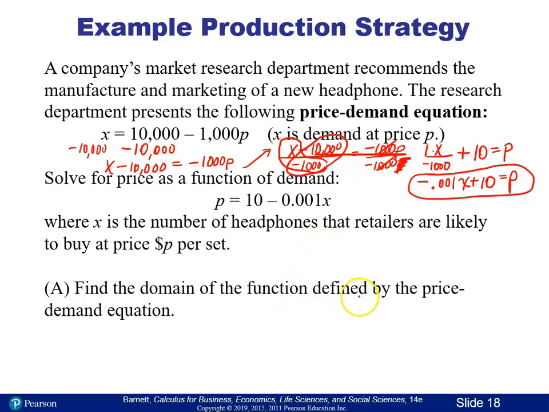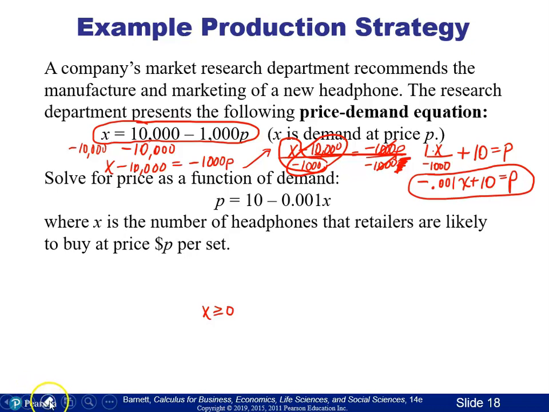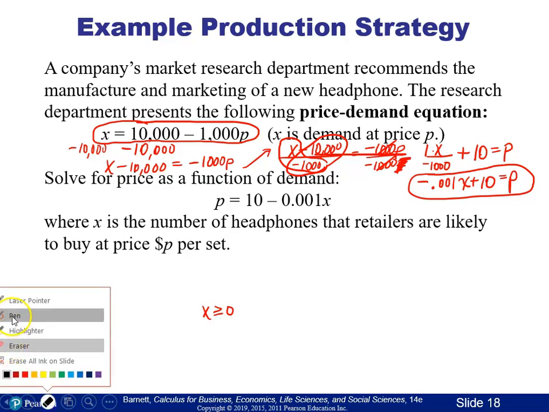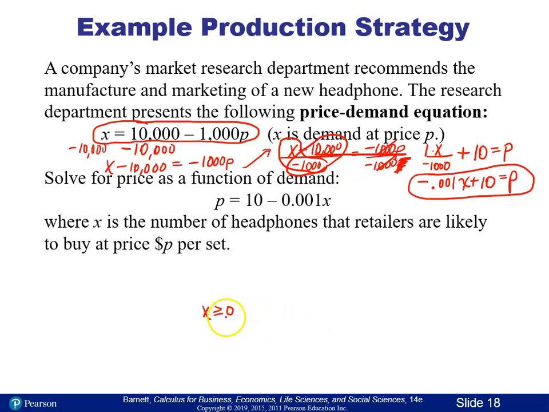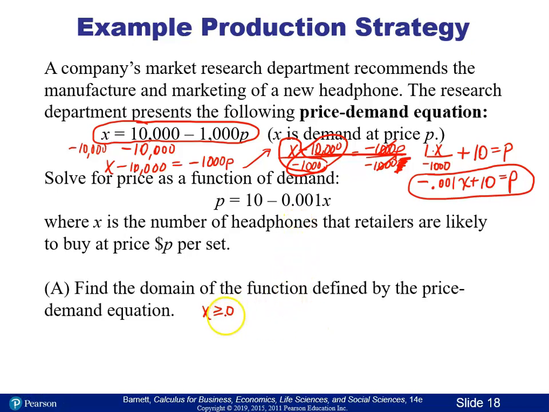Okay, find the domain of the function defined by the price demand equation. Well, if we're looking up here, what happens is when we're talking about domain, we've got to have a positive number of units and a positive price. So not only does x have to be greater than or equal to 0, p also needs to be greater than or equal to 0. We figured out that p is equal to this equation here, so that means the 10 minus 0.001x needs to be greater than or equal to 0.